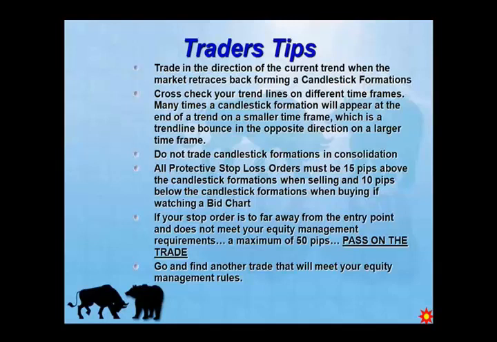Do not trade candlestick formations when the market's in consolidation. And all protective stop losses must be 15 pips above when selling and 10 pips below when buying. If your stop loss is too far from the entry point and it does not meet your equity management, a maximum of 50 pips, or pass on the trade. Obviously, if it's a little more than 50 pips, you can take it as long as you're under that 5% rule, and go and find other trades that will meet your equity management.